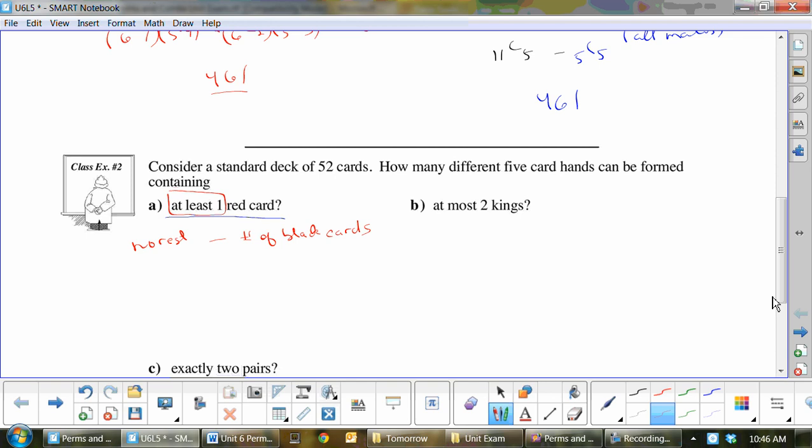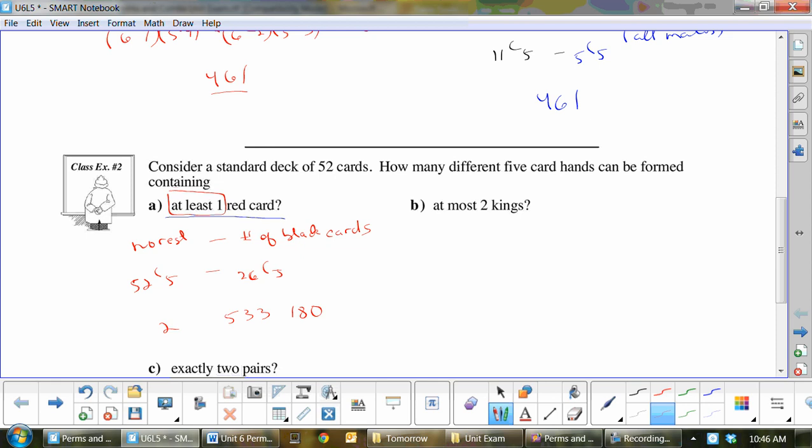So what is no restrictions? 52 choose 5. That is the most hands I will possibly get. What is the number of black cards? 26 choose 5. And that's 2,533,180.